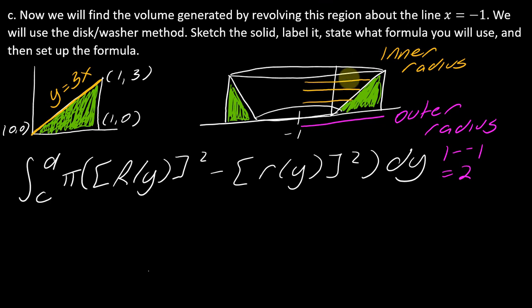So for my outer radius, what is this line? This is the line 1, and then I need to subtract off what this line is. So also just keep it straight, you're subtracting, so you're finding this difference. This is 1 minus -1, so that becomes 1 plus 1, so that equals 2, okay? So my outer radius is a total length of 2.